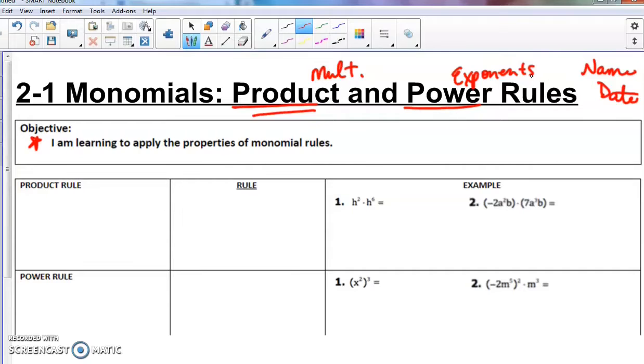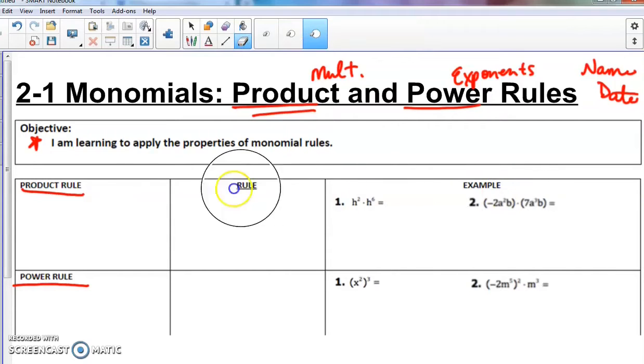So now if you look down here, our notes are set up in a table. So go ahead and take a second, jot down this table. We have three columns. Our first column has the name of the rule, product and power. Our second column is actually seeing the rule play out, and then our last one is seeing some examples. So hit pause and sketch out this table, and when you're ready, hit play.